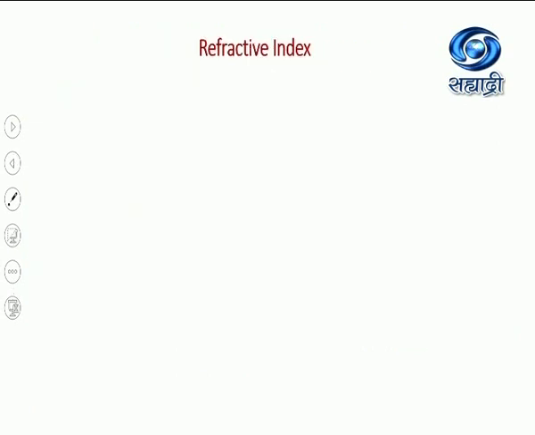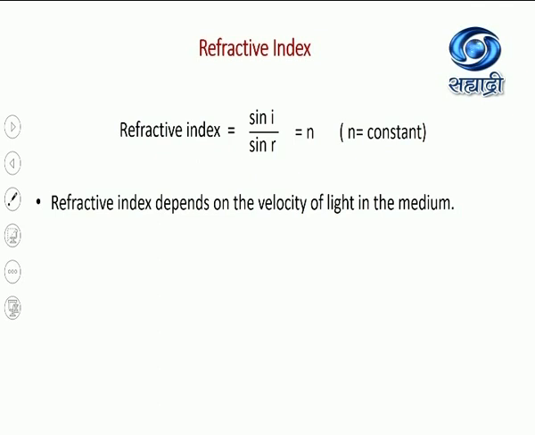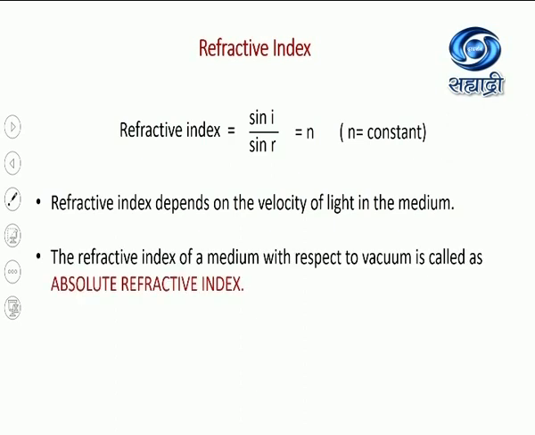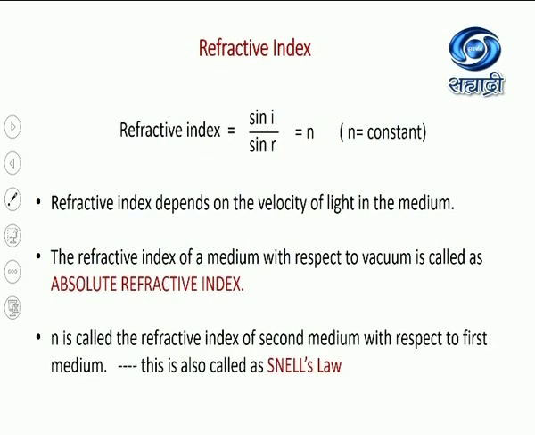Now what is refractive index? Refractive index is equal to sin i upon sin r, which is equal to n. n is constant. Refractive index depends on the velocity of light in the medium. The refractive index of a medium with respect to vacuum is called absolute refractive index. n is called the refractive index of the second medium with respect to the first medium. This is called Snell's law.